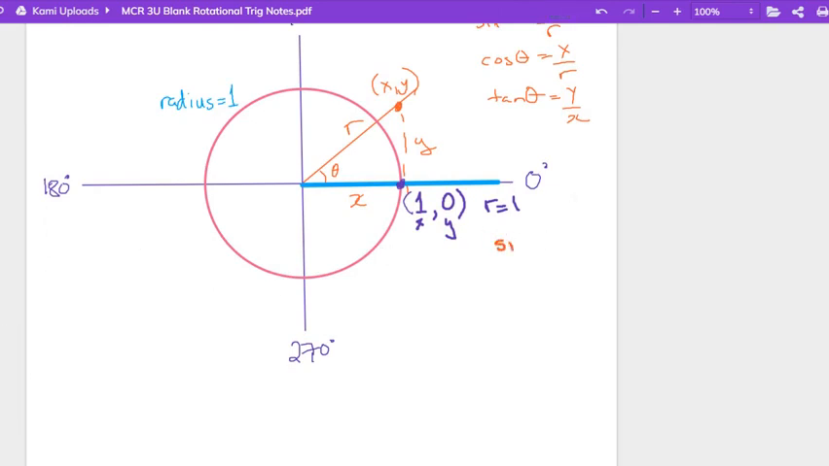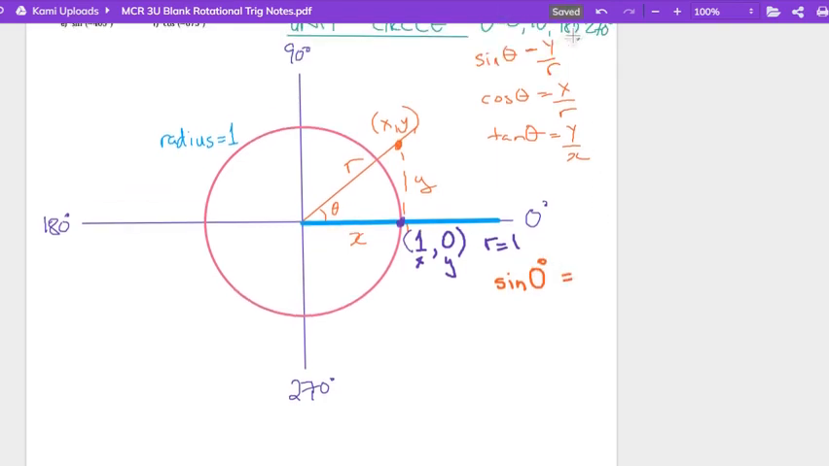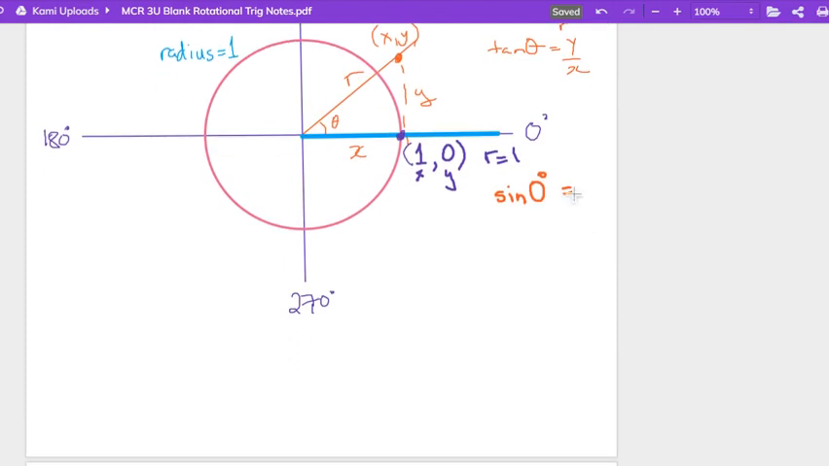Okay, sine of 0 degrees is going to be y over r. What is y? Oh, that's 0 over 1. So what does that equal to? Zero divided by 1. So sine of 0 equals 0. Ben, punch it into your calculator. Is sine of 0 0? Yes, it is. Huh. Okay, let's do cosine.